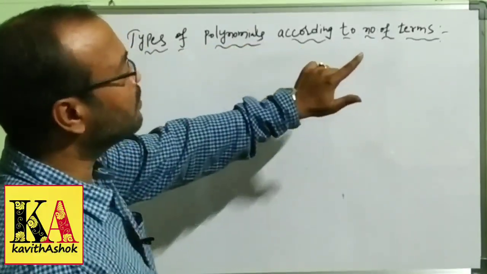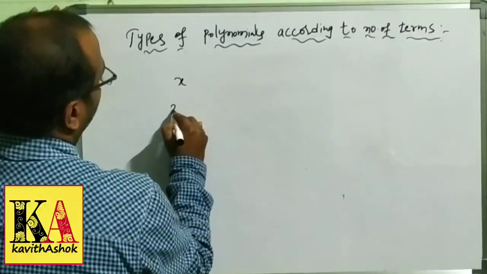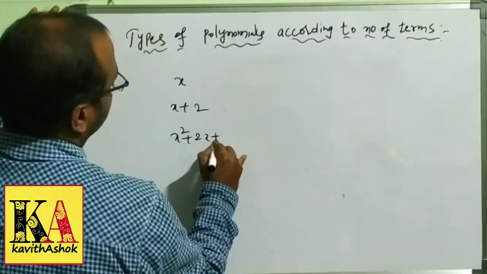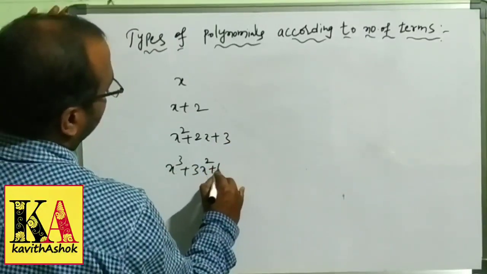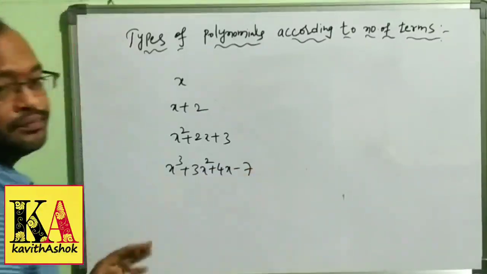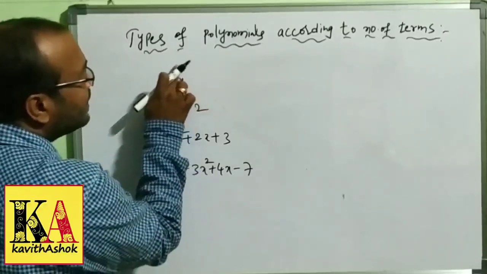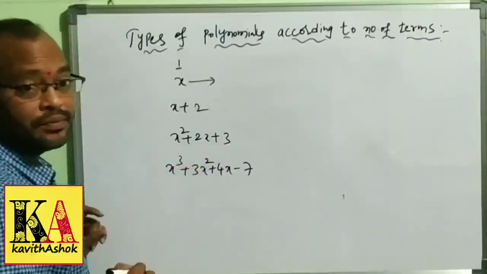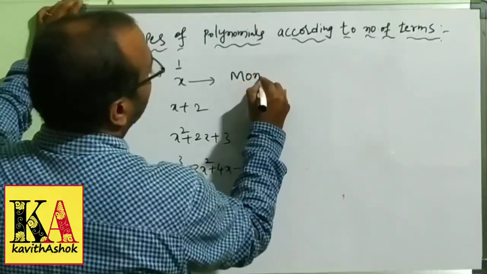Right, look at here now. Types of polynomials according to the number of terms. Suppose x is there, x plus 2 is there, x square plus 2x plus 3 is there, x cube plus 3x square plus 4x minus 7 is there. These are all polynomials. How many terms are there in the first polynomial? Only one term. If only one term is there, we can call this a monomial.